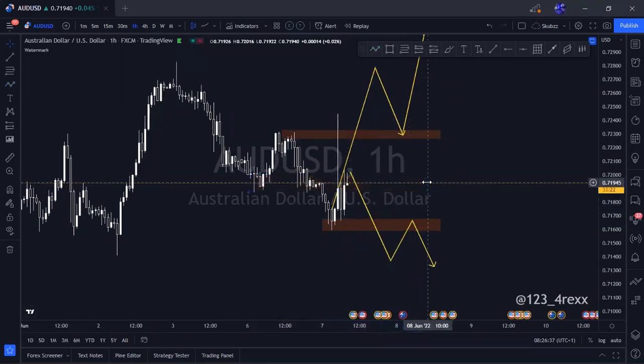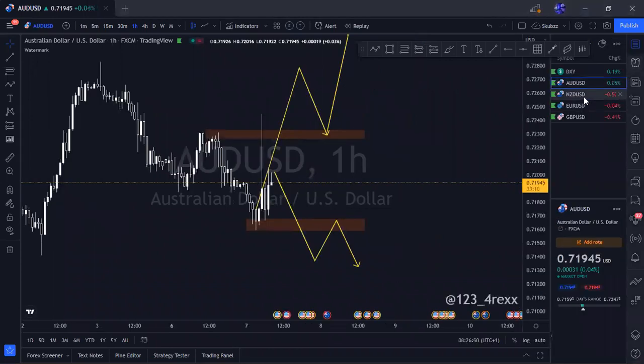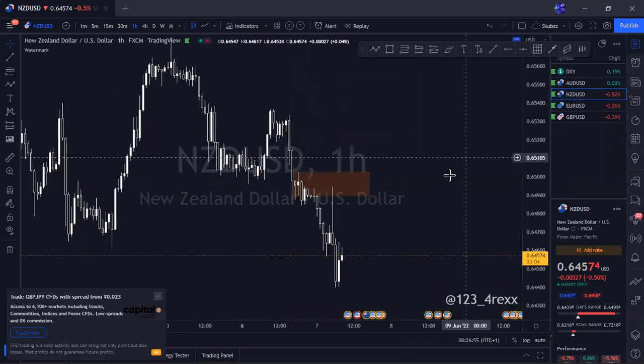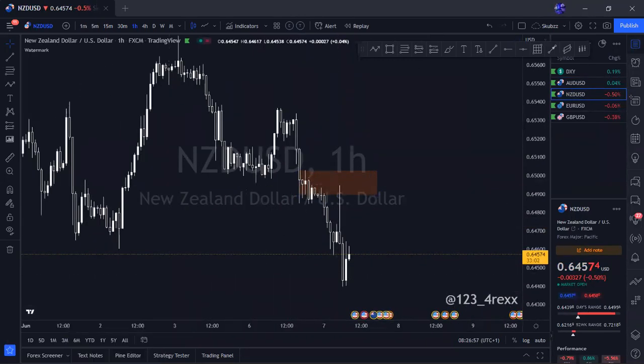I'm going to wait for price to get to any of my points of interest. Then I see whether it breaks to the downside, breaks to the upside, or remains in the range. So that's basically what I'll be watching out for on EURUSD. Now let's take a look at NZD. NZD is always my friend.